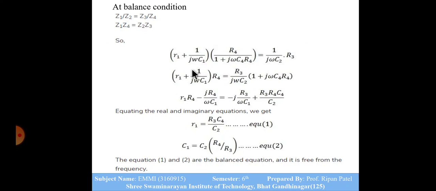तो यहाँ अब कैपेसिटेंस के फॉर्म में इक्वेशन होगा. सो फाइनली क्या होगा? Z1 क्या होगा? R1 प्लस 1 अपॉन जे ओमेगा C1, R4 अपॉन 1 प्लस जे ओमेगा C4 R4, बिकॉज वो पैरेलल कनेक्शन है, इक्वल टू 1 अपॉन जे ओमेगा C2 R3. ओके, कैपेसिटर एंड रजिस्टर ही है.